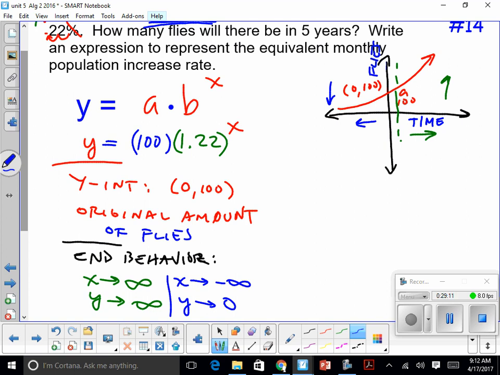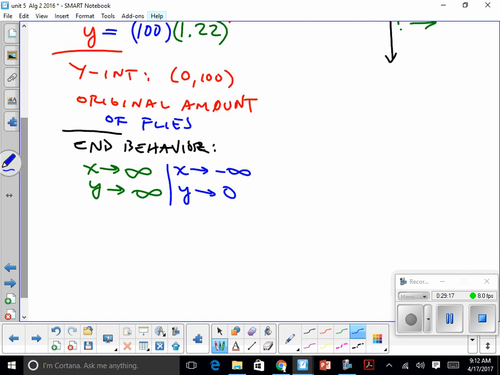And it's the green side, because as you go to negative infinity, well, you can't go to negative infinite flies. Didn't even make any sense. When you go to negative infinite flies, you want it with 0 flies. Just doesn't make any sense. So as time increases, flies increase. Really, I should put the number of flies increase, but I don't know what you mean.